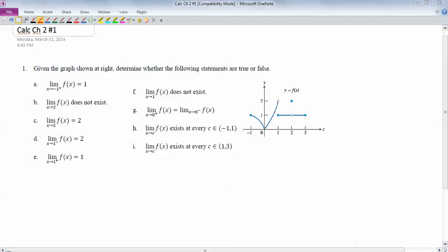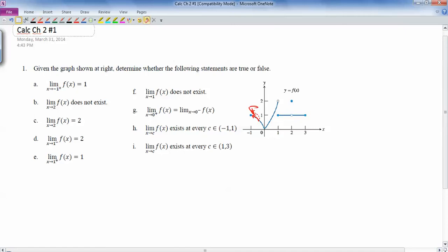Okay, so let's look at some of these true-false statements from Calc Chapter 2, number 1. We have this graph here, and we're trying to figure out whether or not these limit statements are actually correct. In the first one, it says the limit as x goes to -1 from the right side. That's that little plus. As x gets close to -1, but from the right side of -1, so over here, as I get closer and closer to -1 for x, the question is, what do the y values get close to?